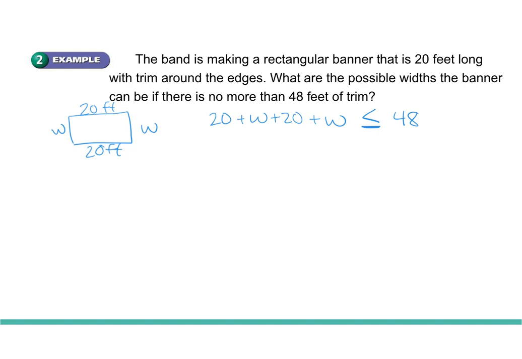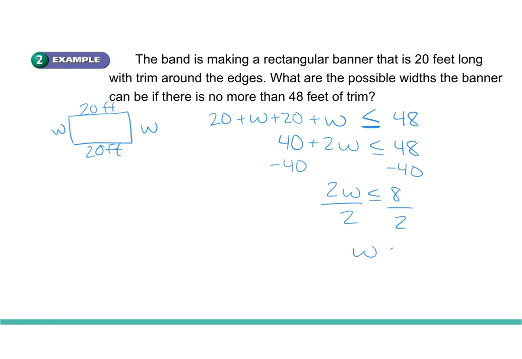I'll go ahead and solve. 20 plus 20, I would get 40. W plus W, I have 2W. I would subtract my 40 over. Divide by 2. So this is telling us that our width could equal 4 feet, but it cannot be any more than 4 feet.